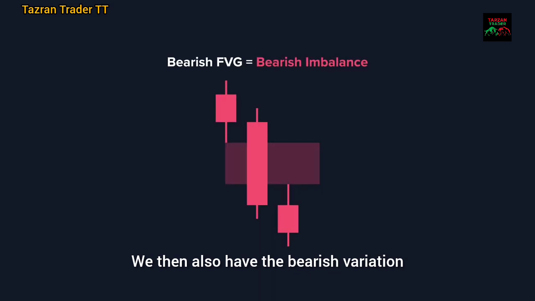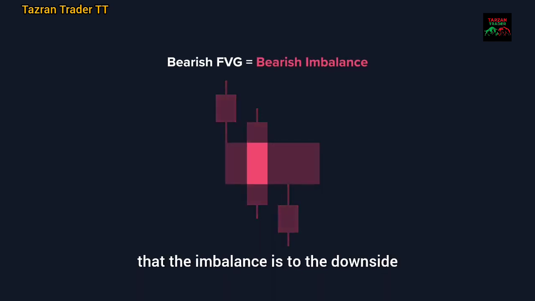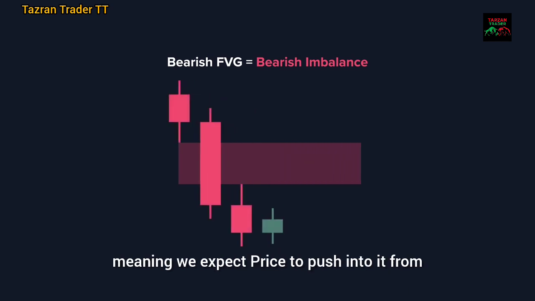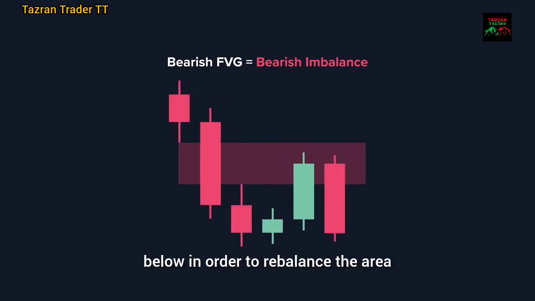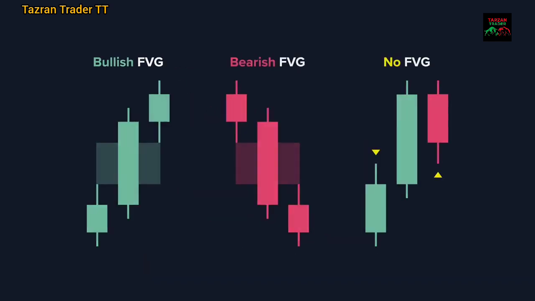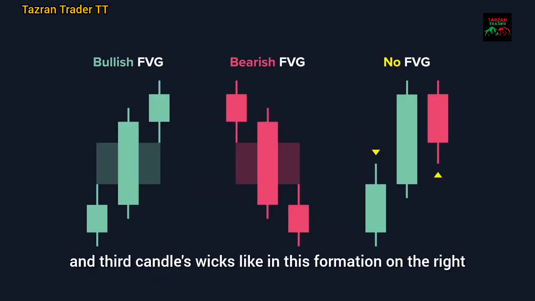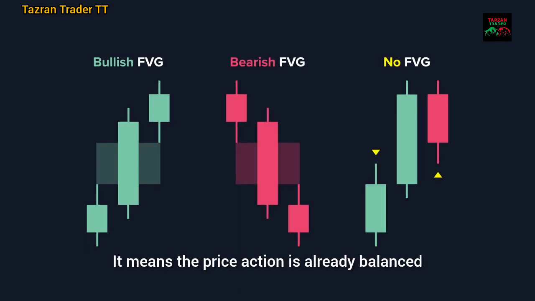We then also have the bearish variation, which follows the same principles. The only difference is that the imbalance is to the downside, meaning we expect price to push into it from below in order to rebalance the area, before then continuing the next leg down. If there is no gap between the first and third candle's wicks like in this formation on the right, it means the price action is already balanced, meaning there is no fair value gap to trade.